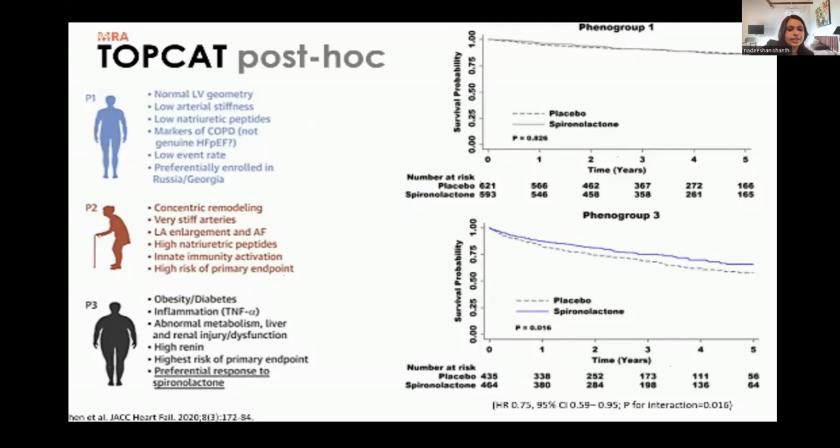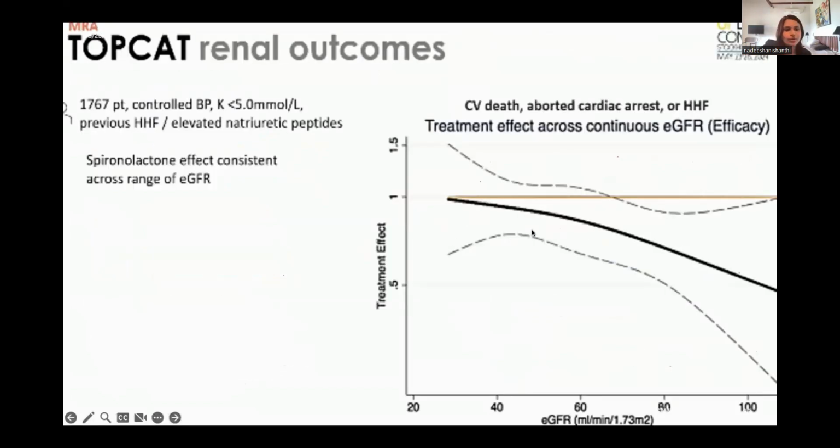So this TOPCAT post-hoc analysis showed that obese, diabetic, chronic inflammatory patients, and renal dysfunction patients preferentially responded to spironolactone over the placebo. The renal outcomes showed, in a subgroup analysis, that spironolactone is effective and consistent across the range, even in the lower eGFR. However, we are not using steroidal MRAs if the eGFR is less than 45, but we can use the non-steroidal MRAs in the lower eGFR population.